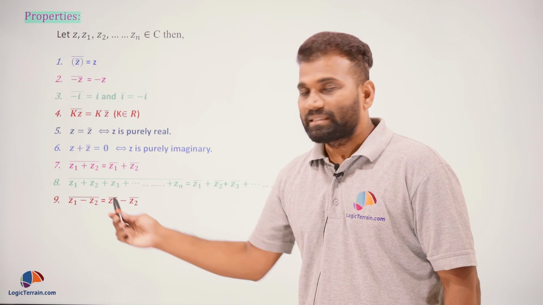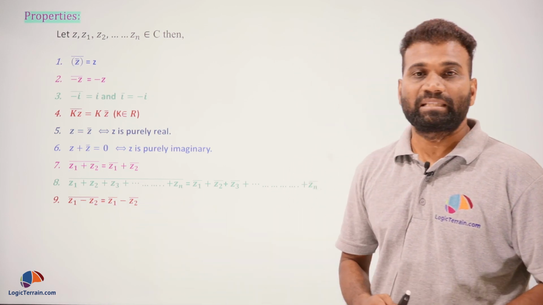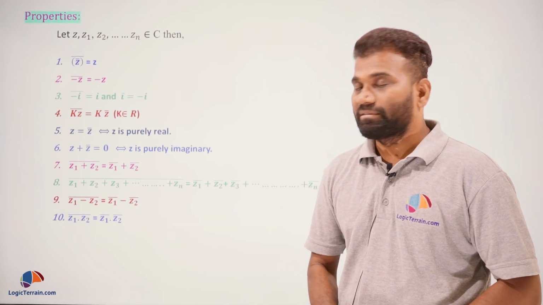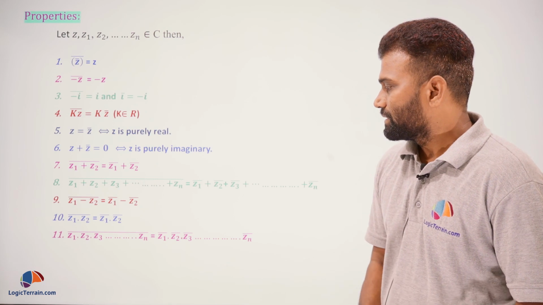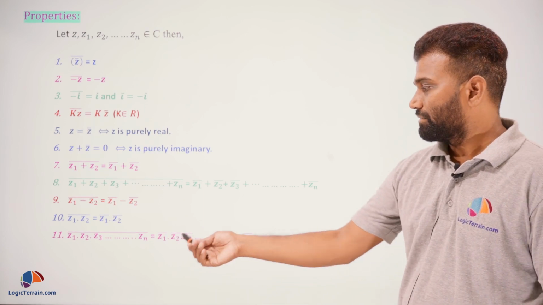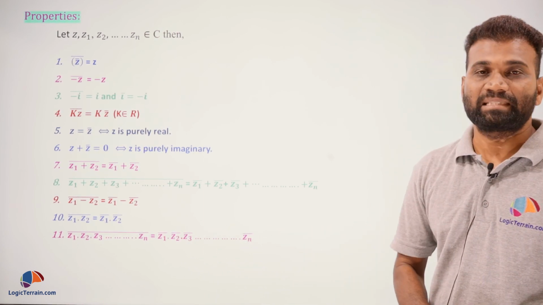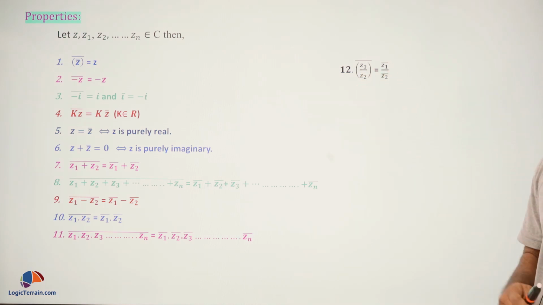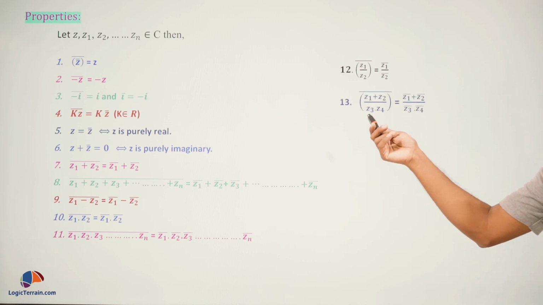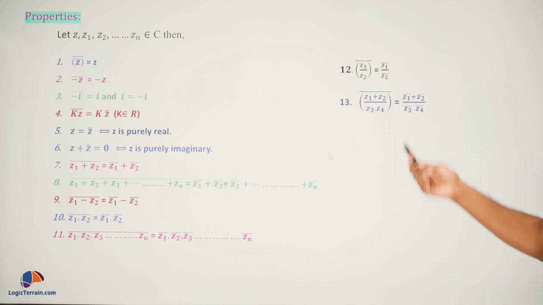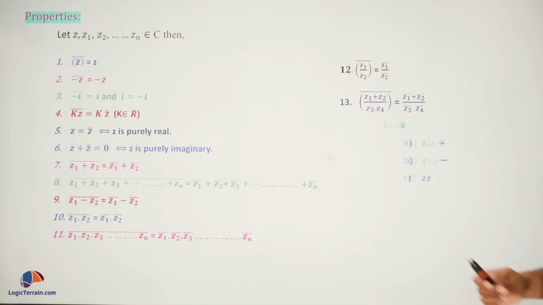The conjugate of Z1 minus Z2 is equal to the conjugate of Z1 minus the conjugate of Z2. The conjugate of Z1 into Z2 is equal to the conjugate of Z1 into the conjugate of Z2. The conjugate of Z1 into Z2 into Z3 and so on Zn is equal to the conjugate of Z1 into the conjugate of Z2 and so on the conjugate of Zn. The conjugate of Z1 upon Z2 is equal to the conjugate of Z1 upon the conjugate of Z2. The conjugate of (Z1 plus Z2) upon (Z3 into Z4) is equal to (conjugate of Z1 plus conjugate of Z2) upon (conjugate of Z3 into conjugate of Z4).